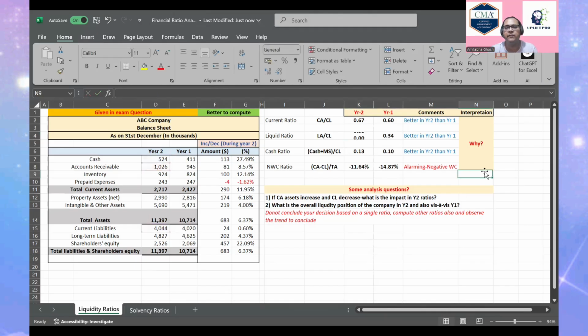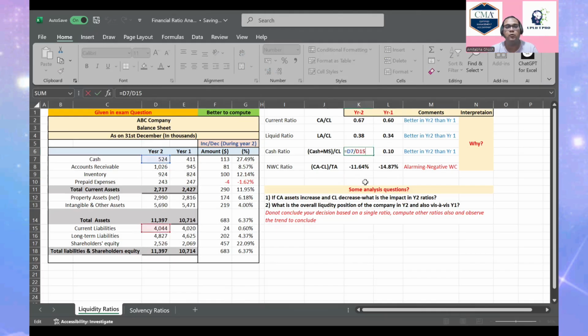For both the 2 years, we have computed like that. For cash ratio, here we have taken the formula as cash plus marketable securities divided by current liability. But since marketable security is not there in our balance sheet, it is only the cash component divided by our current liability. Finally, for net working capital ratio, it is current asset minus current liability divided by the total assets.